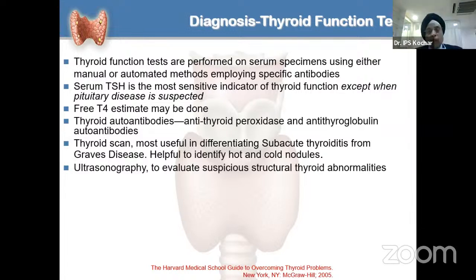So we're talking about the various thyroid function tests. Besides these, there is a thyroid scan. If you want to differentiate between subacute thyroiditis and Graves disease, it's very helpful, and you can also pick up a hot nodule. Ultrasonography is done to evaluate suspicious structural thyroid abnormalities, to pick up the thyroid abnormalities.